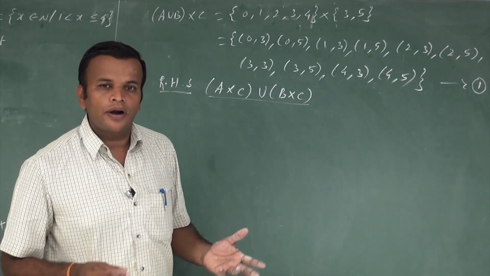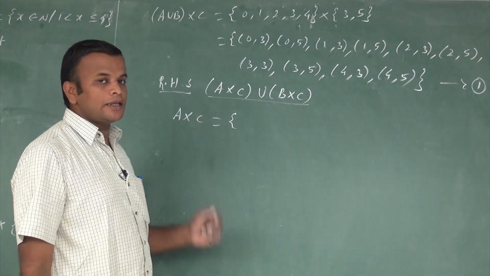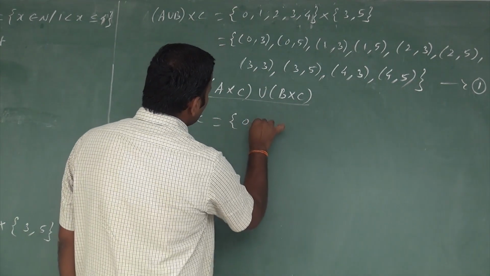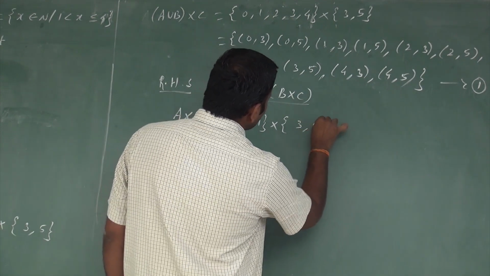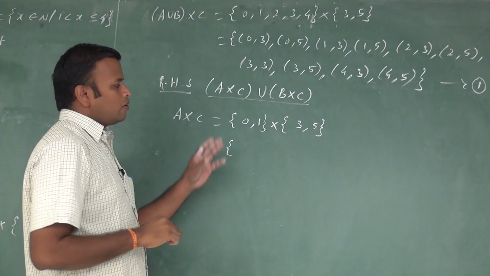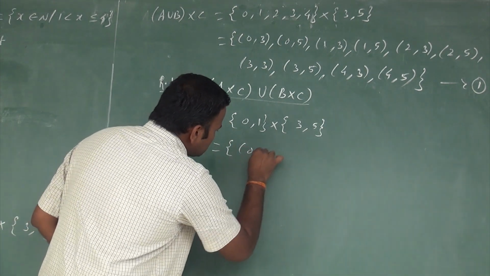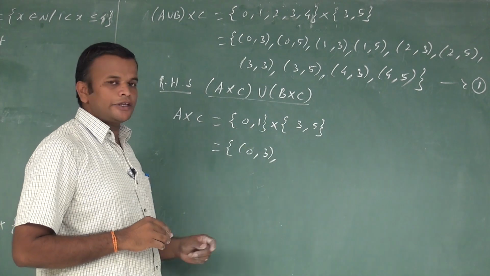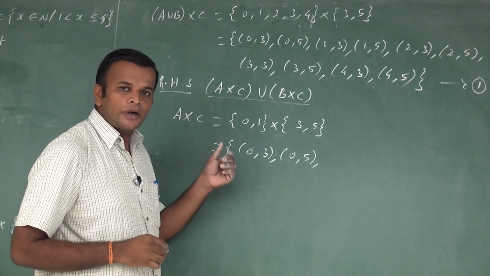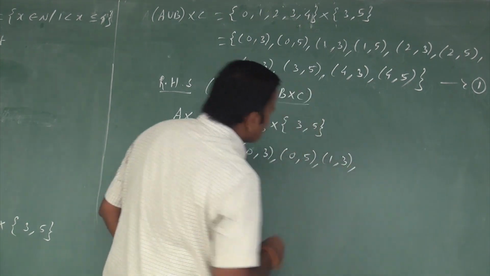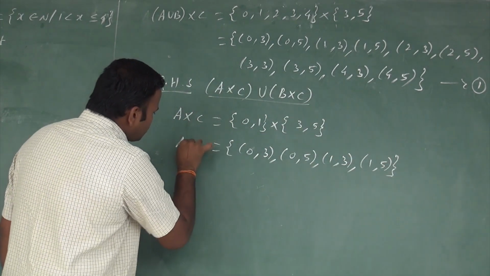So first we find the Cartesian product of A and C, A cross C. What are the elements contained in A? The elements contained in A are 0 comma 1, cross C. What are the elements contained in C? 3 comma 5. Now we write the Cartesian product of these two sets. The first possible ordered pair is 0 comma 3. The next one, 0 comma 5. The next ordered pair is 1 comma 3. The next one is 1 comma 5. So these are the values of A cross C.